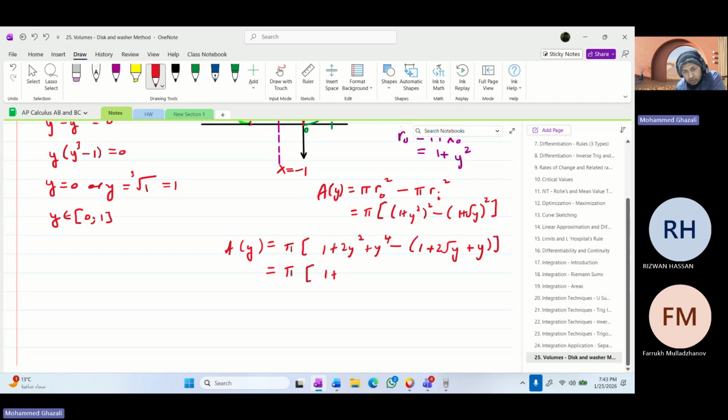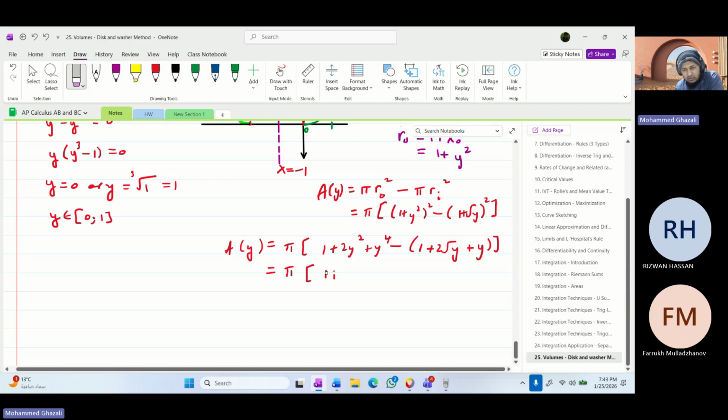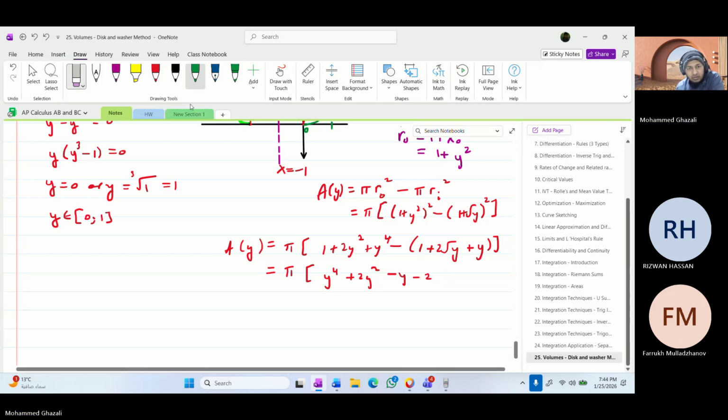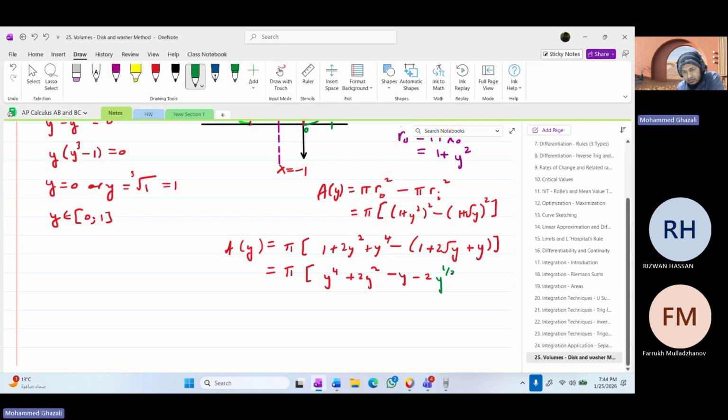The 1 and the minus 1 cancel out, so 1 is out. You have y to the power 4, I'm rewriting this, plus 2y squared, and 1 and 1 is out. We have a minus y, and we have a minus 2 root y. Root y I'm going to write as y to the power half, because I'm going to integrate after this. So the volume is the integral from 0 to 1.